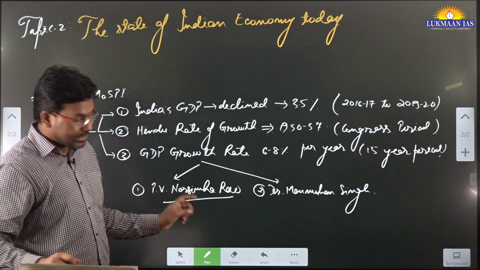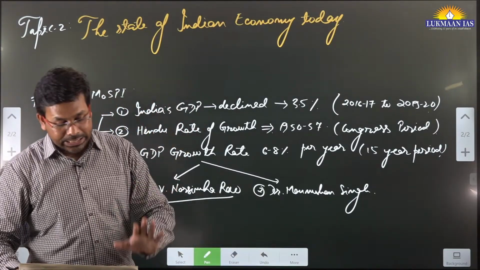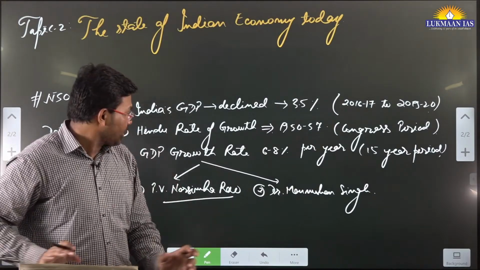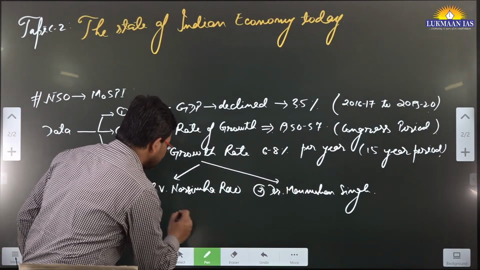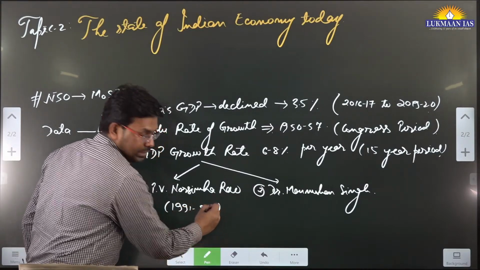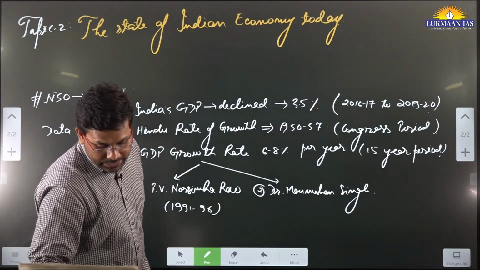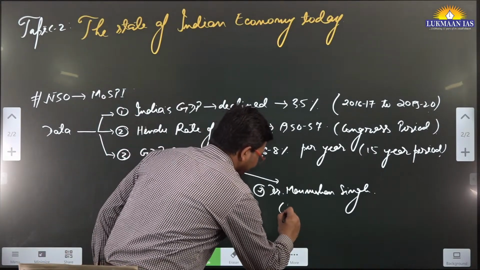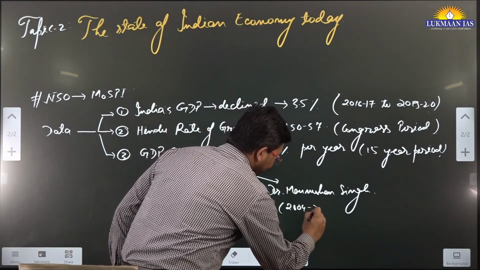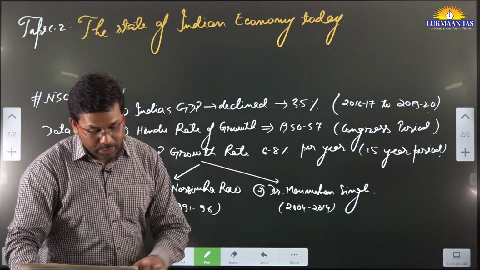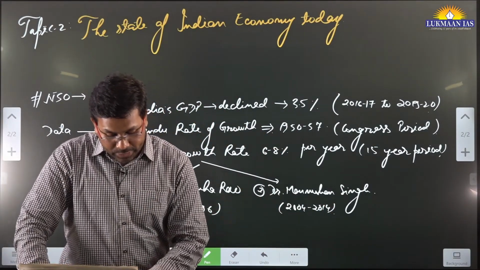So these are the trends that the author talks about related to economic growth in India. The author said that the period of PV Narasimha Rao was from 1991 to 96, and the other period was 2004 to 2014. This is the time period. And here the author has discussed various important factors.